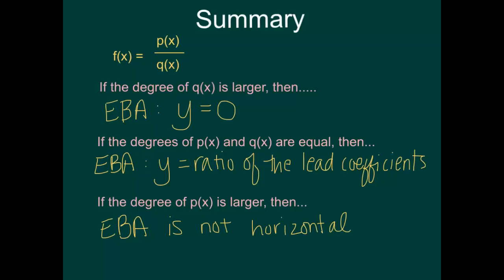For now, this summary for rational functions should be enough to get you started. We want to investigate the degrees. That's the highest exponent in our polynomials. And if we can tell which case it falls into, then we definitely know something about the end behavior asymptote.